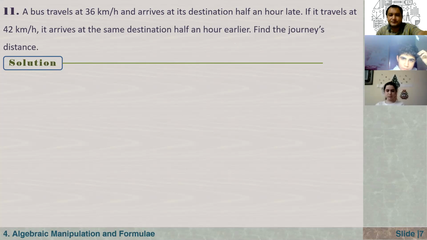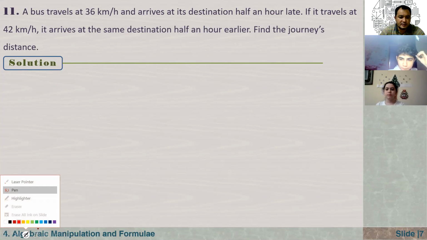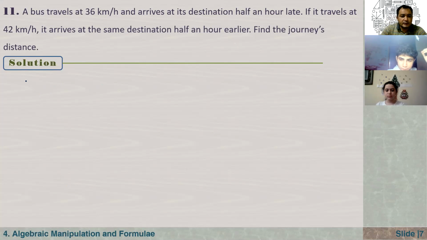So again, here we are talking about the same distance, right? The distance between two towns. Let's say here we are talking about from A, and here we have B. What is the distance between these two cities or towns? We don't know. Let's say it is D kilometers. If you travel at S kilometers per hour, then you can arrive at your destination in T hours.